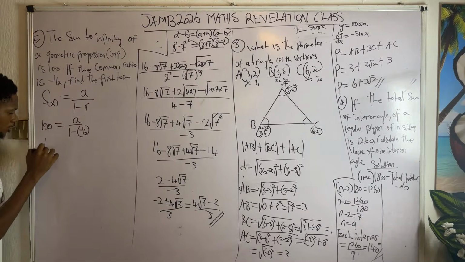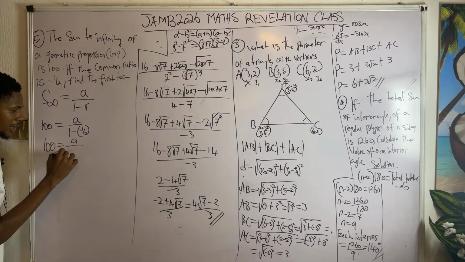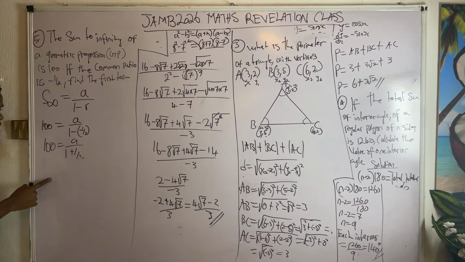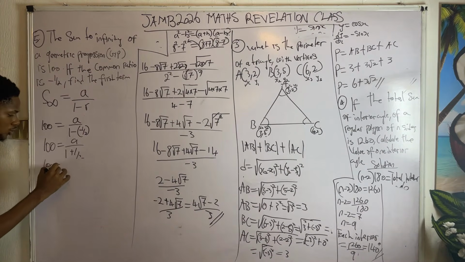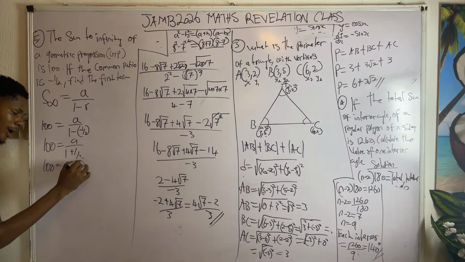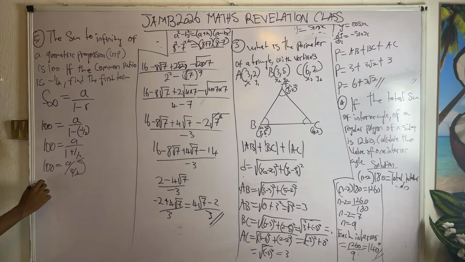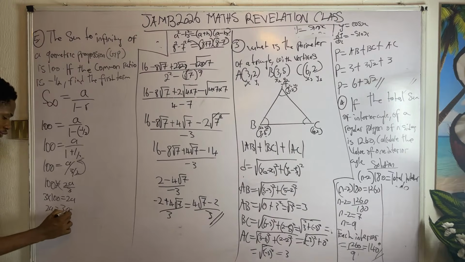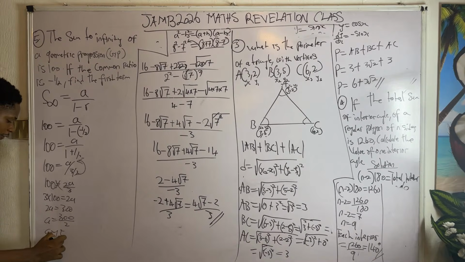So we have 100 is equal to a divided by 1 minus times minus, which is plus 1 over 2. 1 plus 1 over 2 is 3 over 2, right? So we are left with 100 is equal to a over 3 over 2. This 2 has to go to the top. So we have 100 is equal to 2a over 3. We have 3 times 100 equals 2a. 2a equals 100 times 3, which is 300. Hence a is equal to 300 divided by 2, and a is equal to 150.